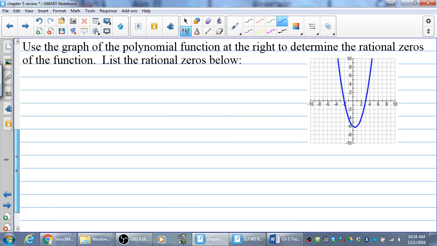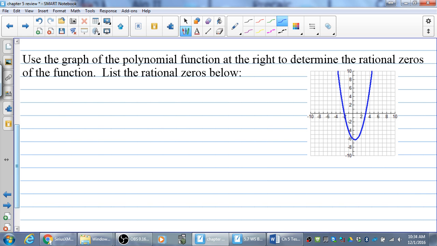This next question says use the graph of the polynomial function at the right to determine the rational zeros of the function. List the rational zeros below. So the rational zeros of this function appear to be negative 2 and 3. Negative 2 and 3, because the zeros are where the graph crosses the x-axis. It's what makes y 0. That's it. That's all you do on that one. It's no harder than that.